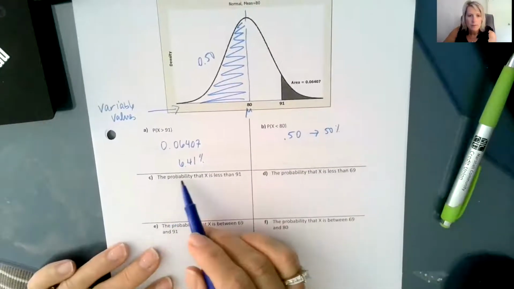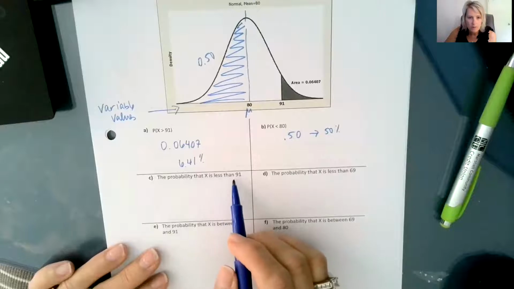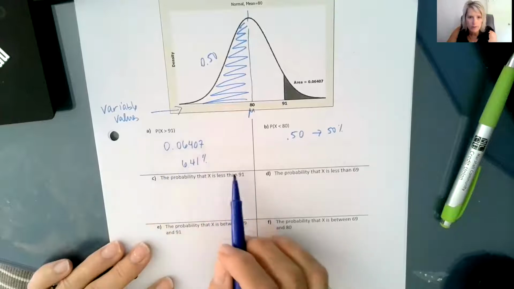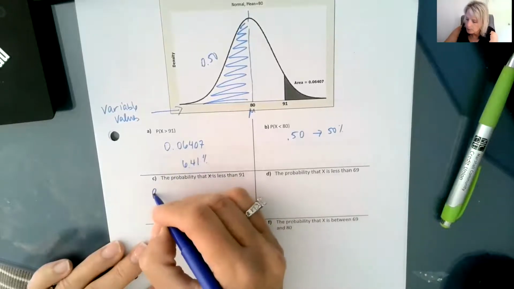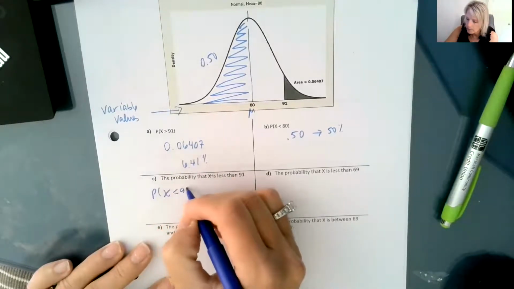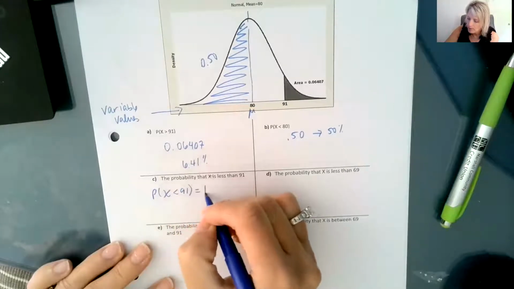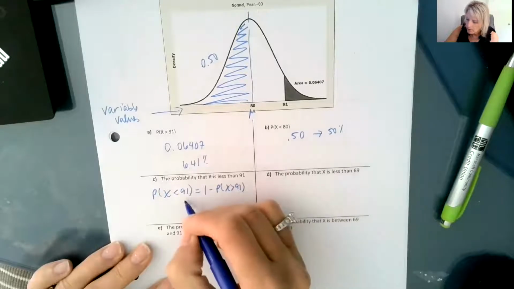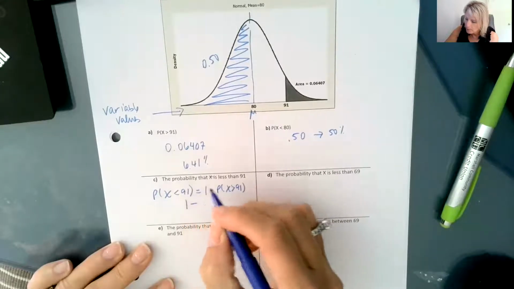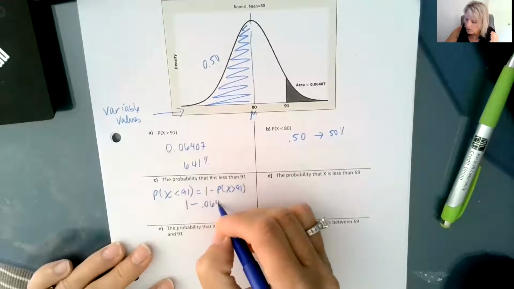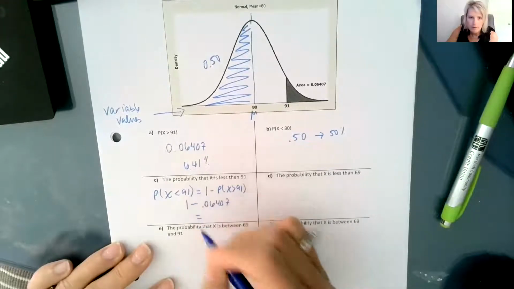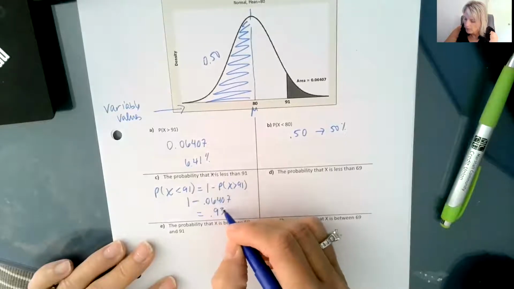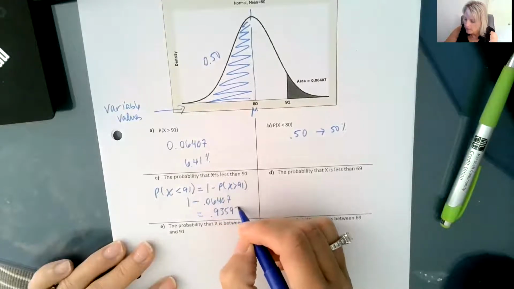Then it says, what is the probability that X is less than 91? Well, that would just be the complement of this, right? Because we know what it is to be greater than 91. So what is it less than 91? So the probability that X is less than 91 is equal to 1 minus the probability that X is greater than 91. So 1 minus 0.06407, which is 0.93593.